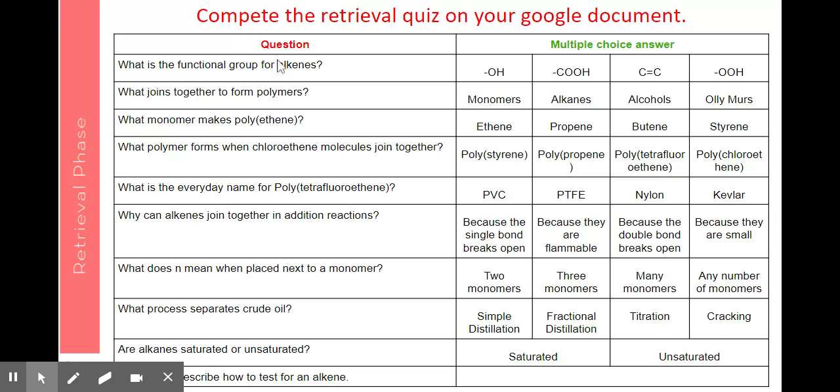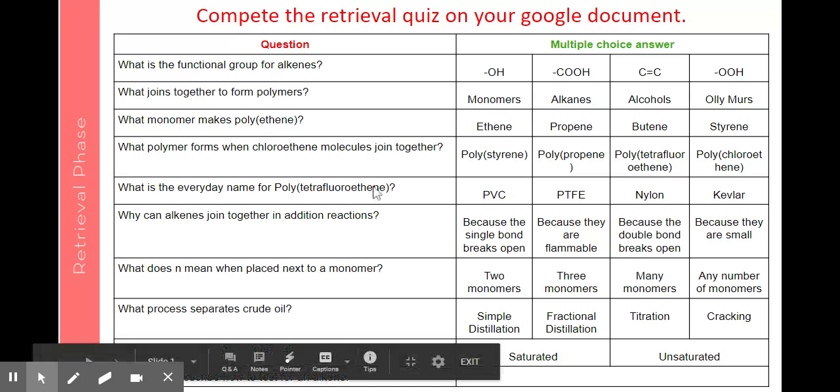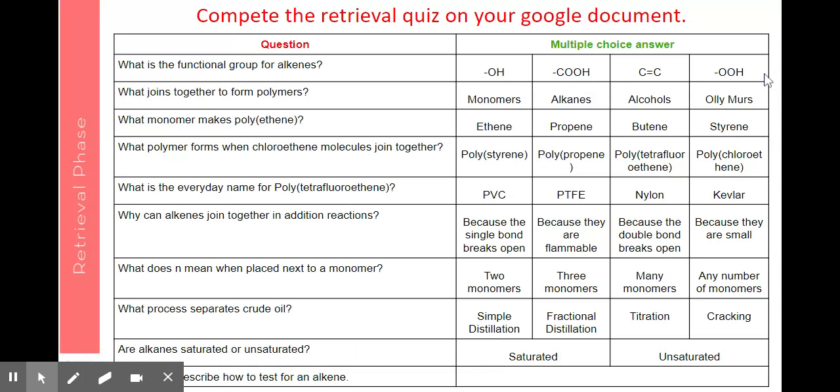So your questions are in this column, and then you've got multiple choice answers for each question. Highlight the box, highlight the word by changing the colour. I don't mind how you indicate to me your answer. You could delete the other ones and leave the correct answer. Once you've completed the retrieval quiz, please come back to the lesson video to green pen your answers.